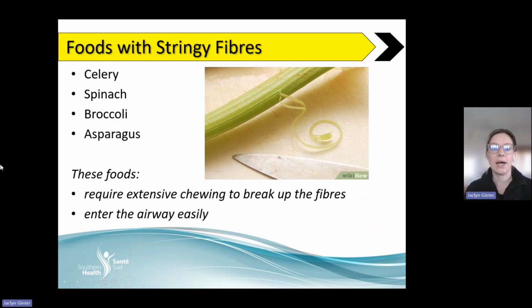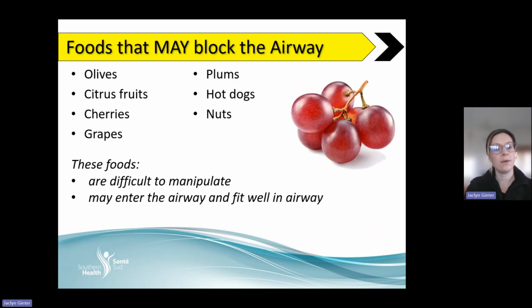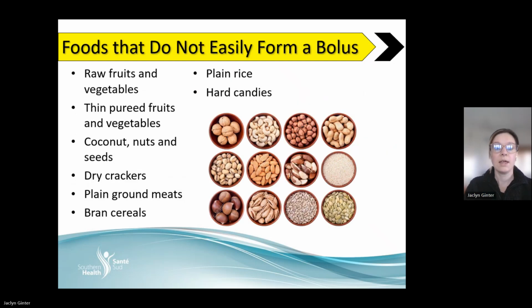Foods with stringy fibers are also high risk: celery, spinach, broccoli, and asparagus. These foods require extensive chewing to break up the fibers, and they may enter the airway easily. Foods that might block the airway would be olives, citrus fruits, cherries, grapes. If you think about the size of a grape, it's exactly the size that could block the airway. Plums, hot dogs, or nuts. These foods are difficult to manipulate, and they might enter the airway and fit really well into it, so we have to be careful with them. Foods that don't easily form a bolus would be raw fruits and vegetables, thin pureed fruits and vegetables, coconut, nuts and seeds, dry crackers, plain ground meats, bran cereals, plain rice, and hard candies.